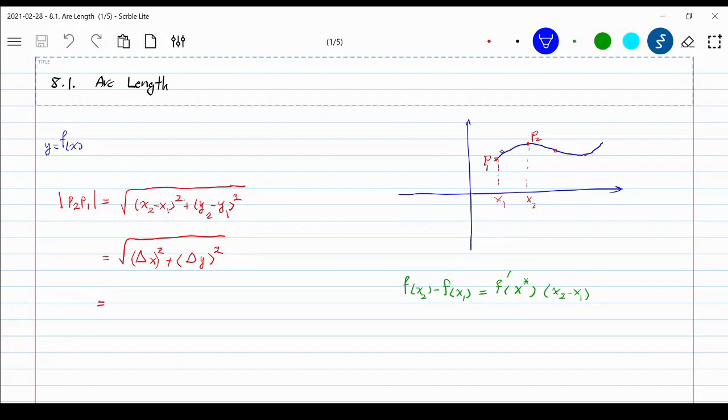Let's consider the curve y equals f of x. Let's say you want to calculate the length of the curve starting from point A to point B. That means if we stretch this curve into a straight line, we want to figure out the length of this curve.